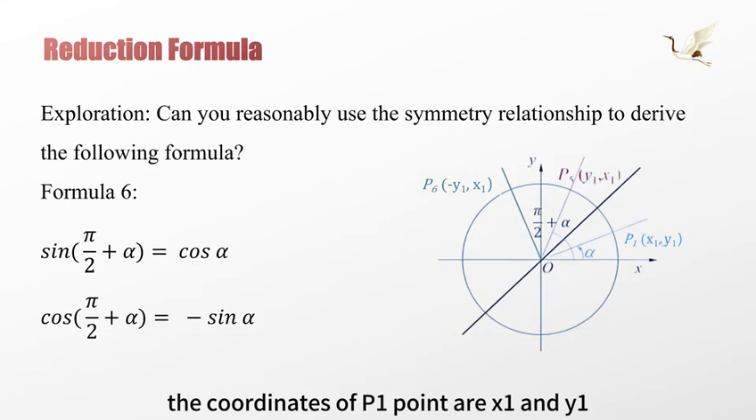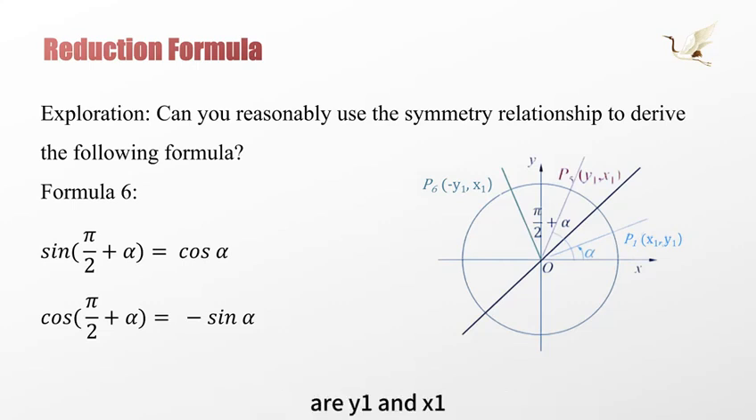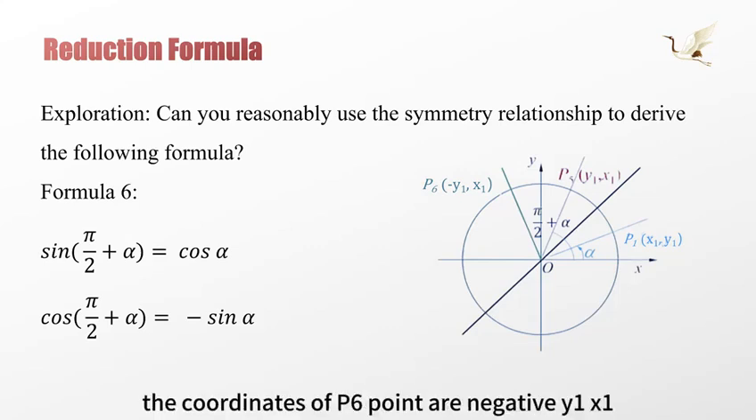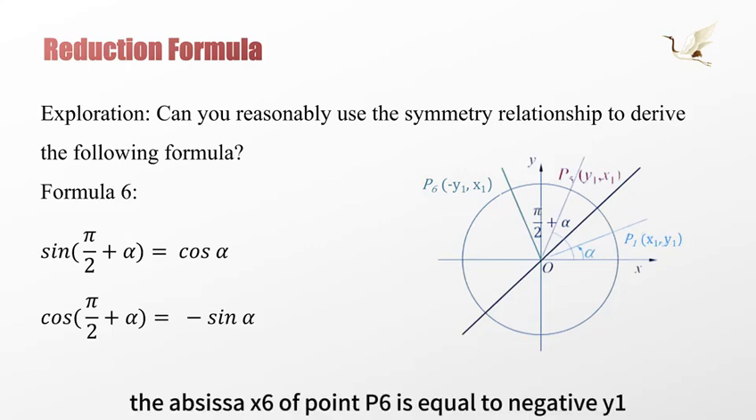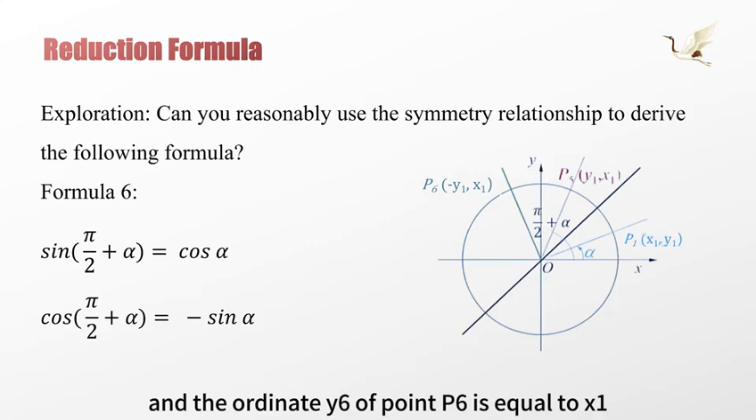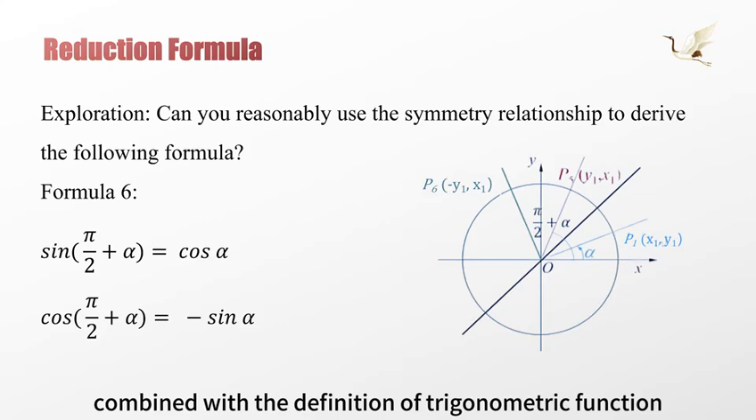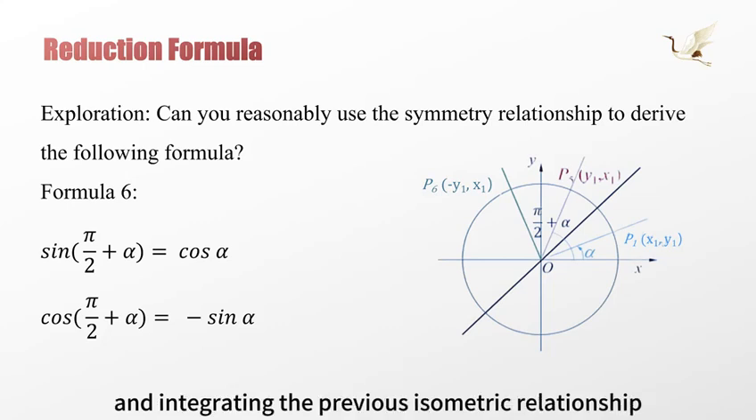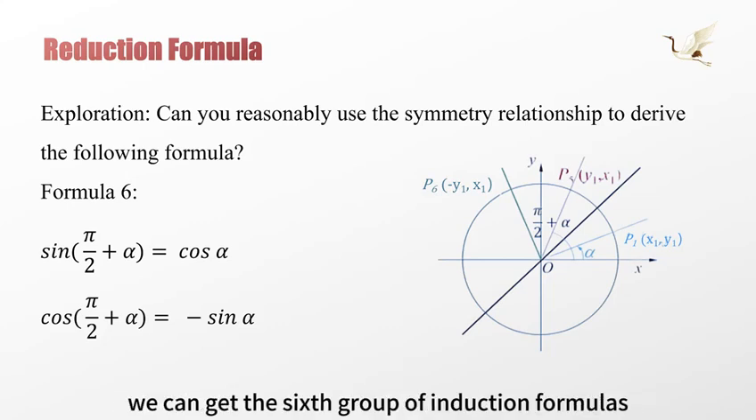The coordinates of point P1 are x1 and y1. From the previous knowledge, we can get that the coordinates of point P5 are y1 and x1. After y-axis symmetry, the coordinates of point P6 are negative y1, x1. Therefore, the abscissa x6 of point P6 is equal to negative y1, and the ordinate y6 of point P6 is equal to x1. Next, combined with the definition of trigonometric functions and the previous equal relationships, we can get the sixth group of induction formulas.